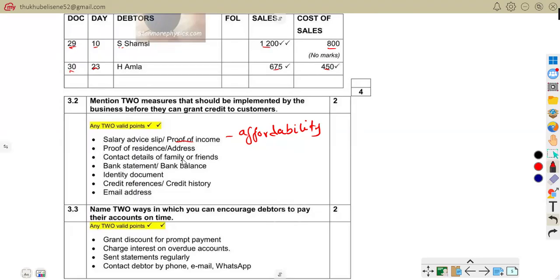So if you cannot get hold of the customer, then we have friends or family that we can ask about where you are and stuff like that. Bank statement, as well as a bank balance that shows that you can pay. Your identity document, your ID, your credit reference, your credit history, like I've said, shows your reliability. Also your email address. So this happens before a customer can be given credit.